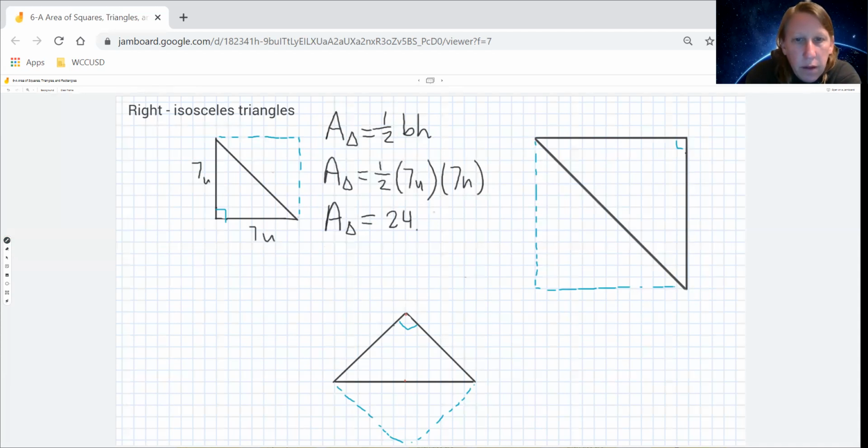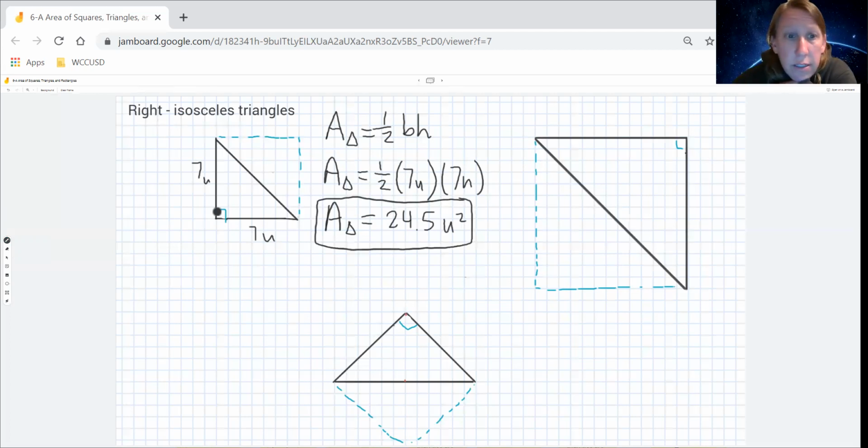And then units times units is units squared. That's because when we're finding area, we're finding how many squares cover this. So I could count them 1, 2, 3, 4, 5, 6, 7, 8, 9, 10, 11, 12, all these halves add up to 24.5 squares inside this square.